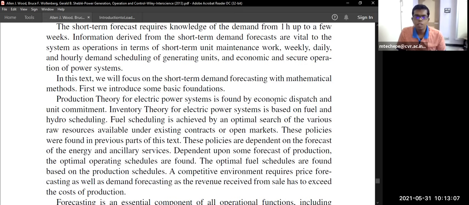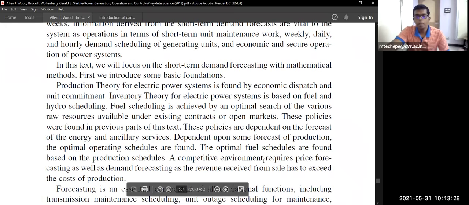And also fuel scheduling. Fuel scheduling is achieved by optimal search of various raw resources available in existing contracts and open markets. I think in the restructured power system, you may study all these things. I will explain later. Then these policies were found in the previous part of the text.